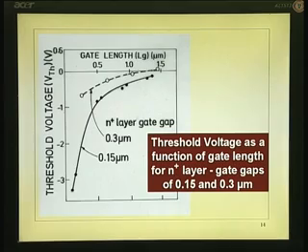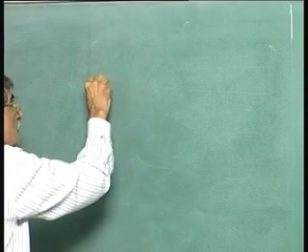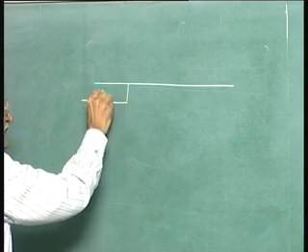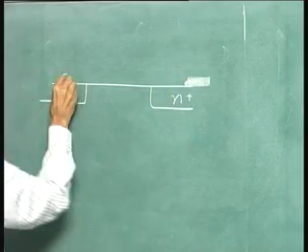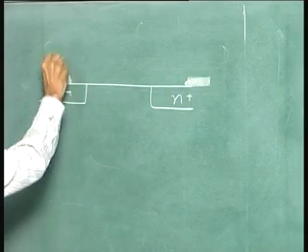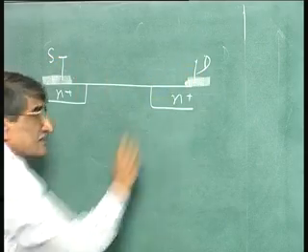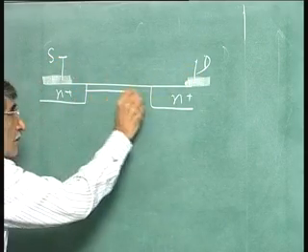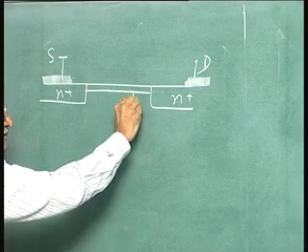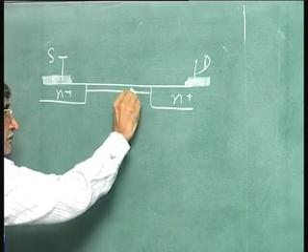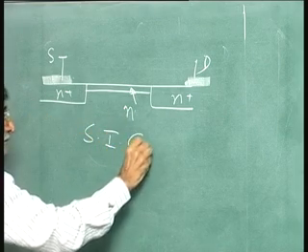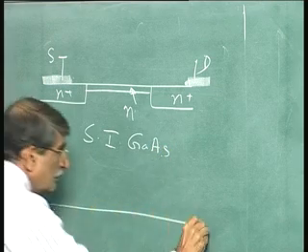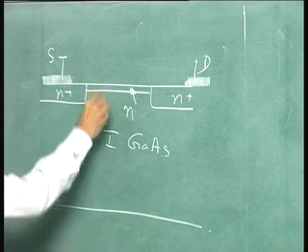What we do is, because I can point this out better, let me not have the complicated diagram. All that I am telling is n plus layer here, n plus layer there, and of course, the contact. The source, the drain, and you have got the n layer, that is the n layer. And you have got the semi insulating gallium arsenide. And the gate is here.